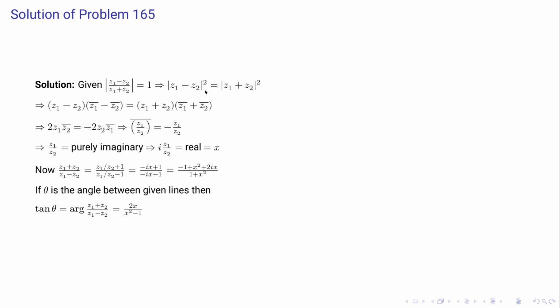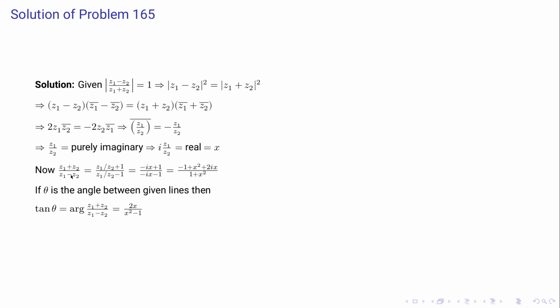Now we again write mod z squared as z times z bar. So we have this second line here, and then we cancel out terms. We are left with 2 z1 z2 bar is equal to minus 2 z2 z1 bar. That is z1 by z2 bar is equal to minus z1 bar by z2. So you see, this basically means z1 by z2 bar is equal to minus its own conjugate. That actually implies z1 by z2 is purely imaginary. That means i z1 by z2 would be real, which is some real number x.